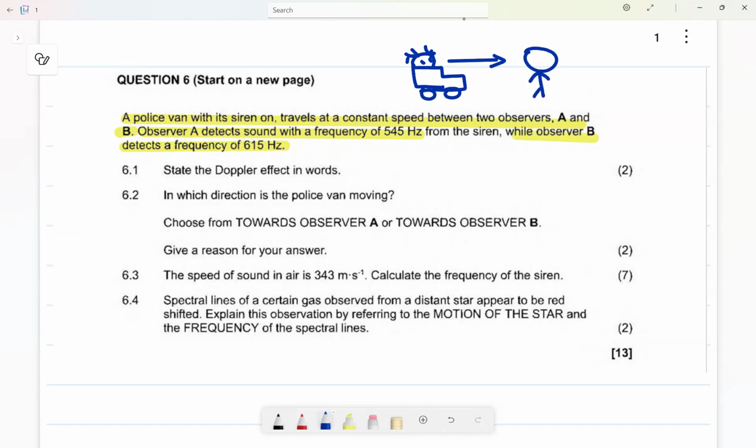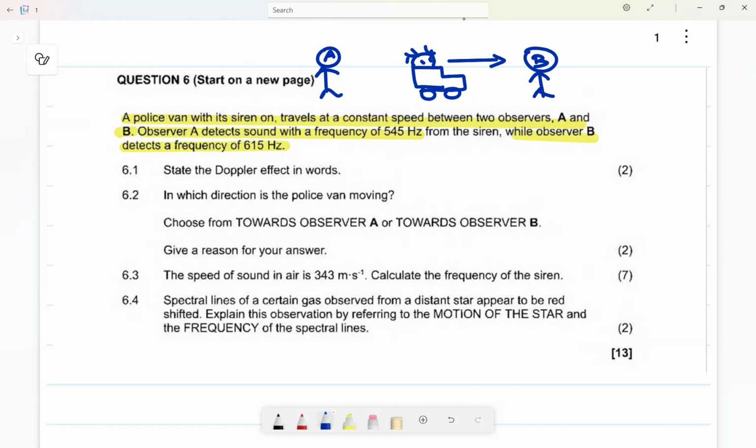Which one has a higher frequency? Approaching B. Then it is moving away from A. This is my assumption. Why? Because B detects a higher frequency compared to A. So I want to believe this one it is moving away from it.